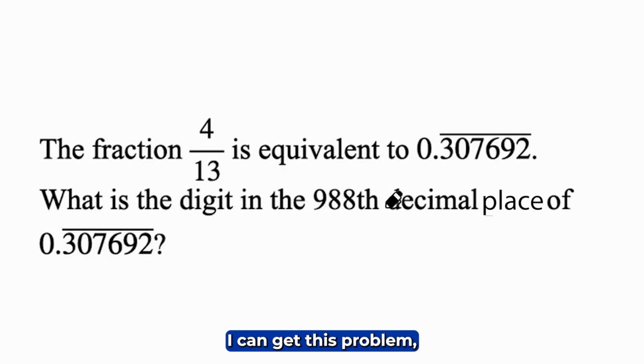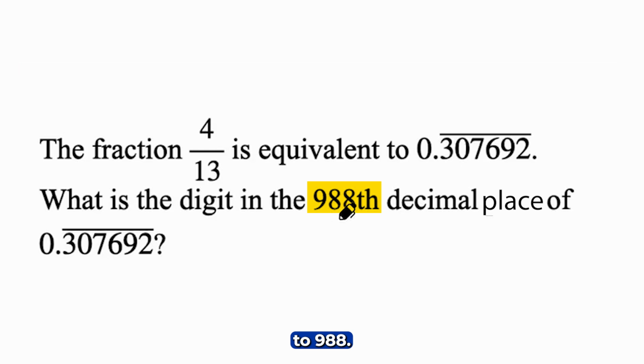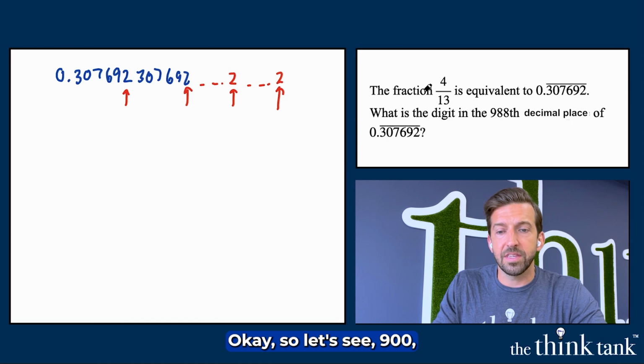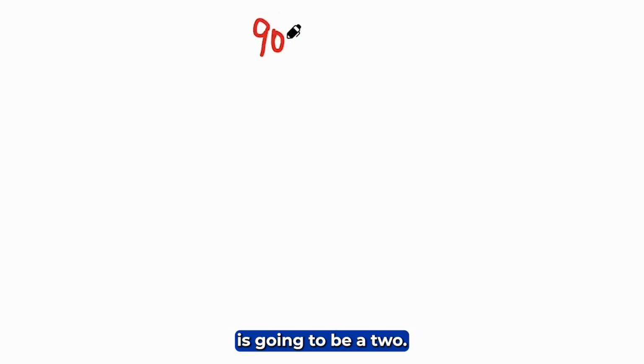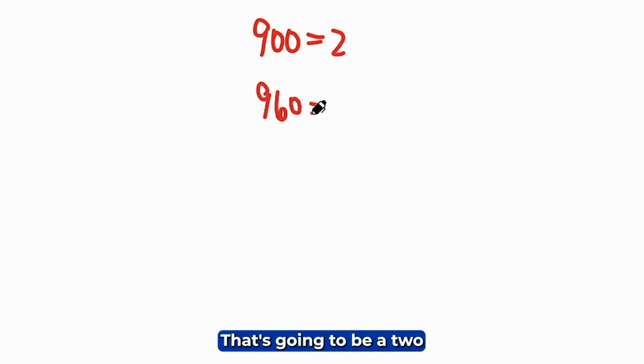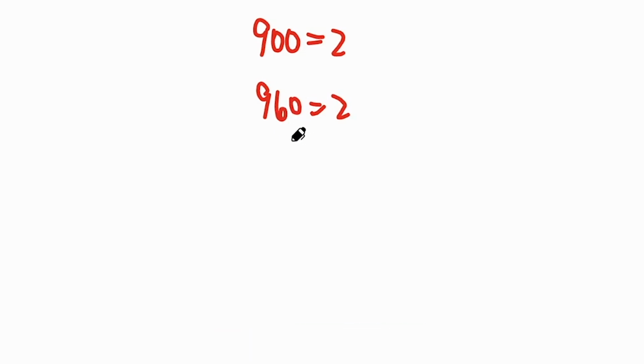So one way I can get this problem figured out, and I'll show you a separate way in a moment, is find a multiple of 6 that's close enough to 988, close enough that I can count the rest of the way there. Okay, so let's see, 900, that's a multiple of 6. So the 900th digit is going to be a 2. Let's see, 960, that's going to be a 2 because 6 goes into 960. You can use your calculator if you want to check that. The 960th digit is going to be a 2.